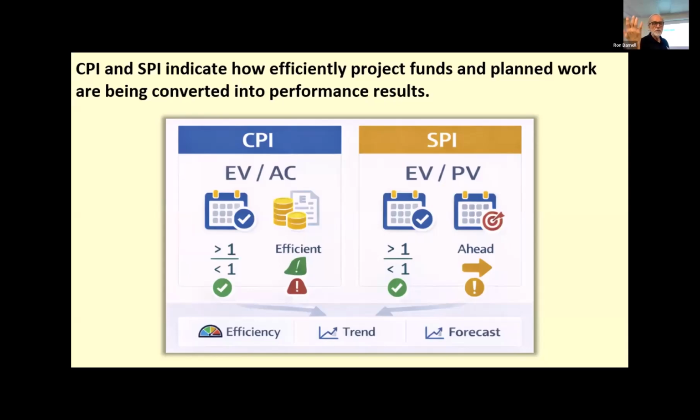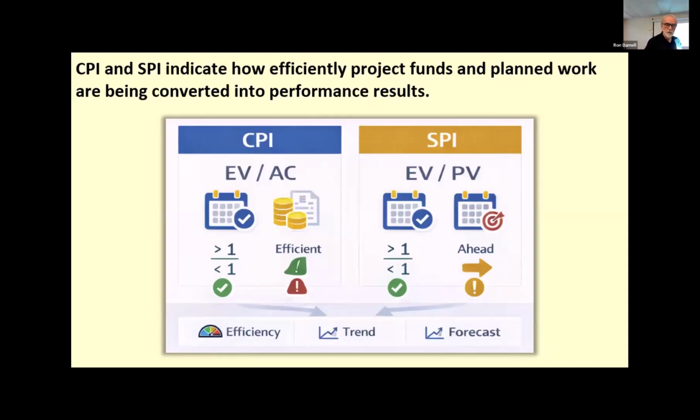So after looking at the variances, the next step is to introduce performance indices, or how well are we performing. While variances show whether the performance is favorable or unfavorable, the indices show how efficiently the project is performing relative to cost and schedule expectations. Again, relative to our baseline. That makes them especially useful for interpreting trends and supporting forecasting.